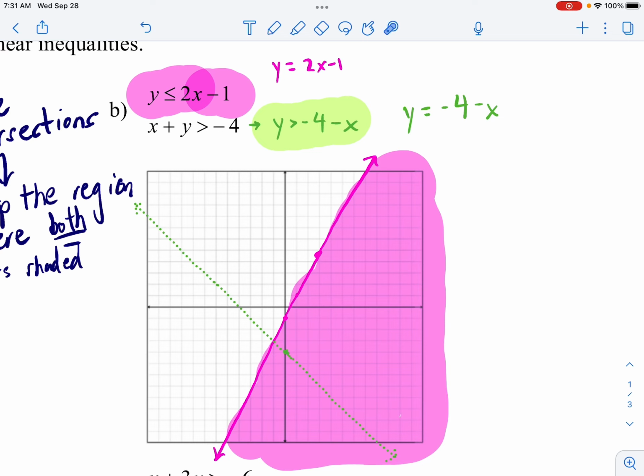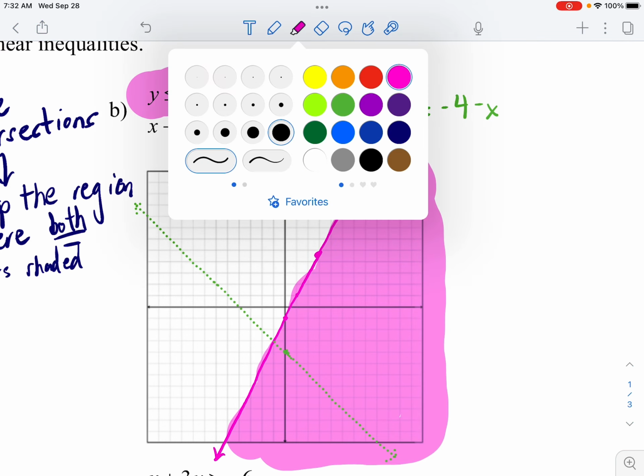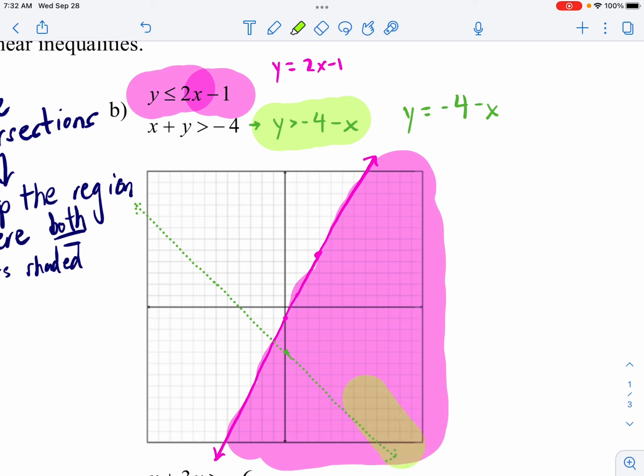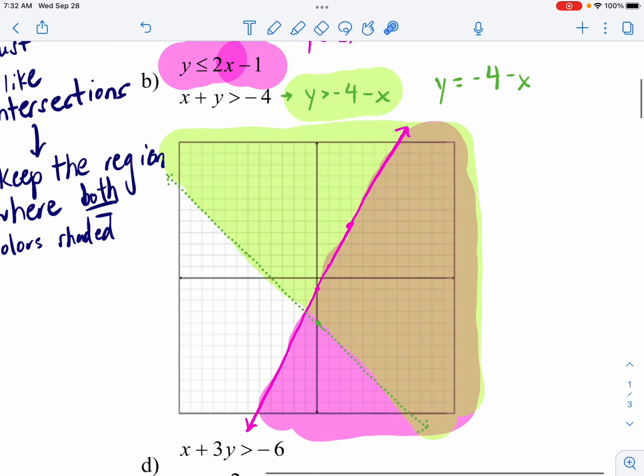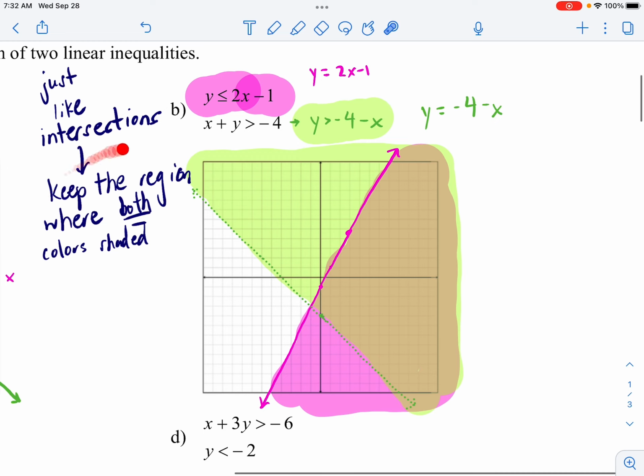So let's see where we're going to shade. This green dotted line is the line where y equals negative 4 minus x. We want y to be greater than that line, though. We want y to be greater than negative 4 minus x, okay? So we want to shade above the green line. All right, so let's do that.